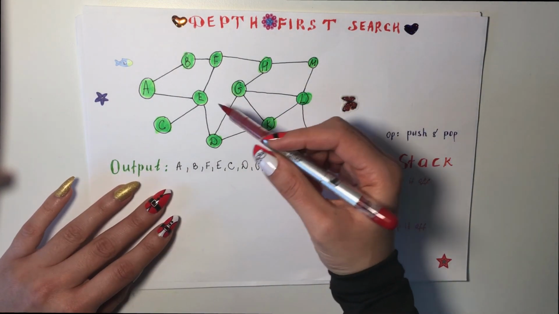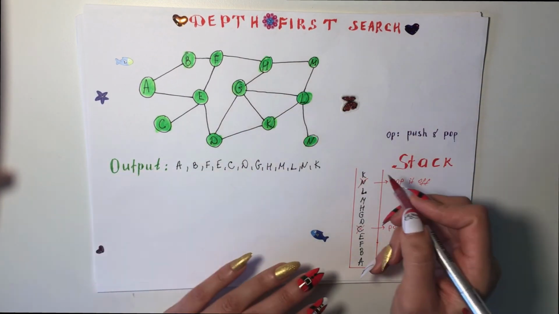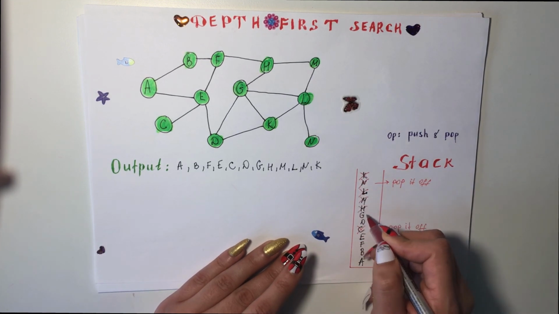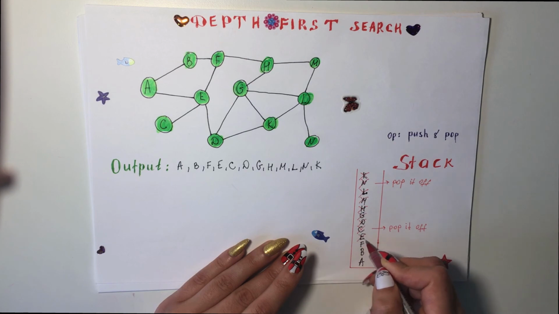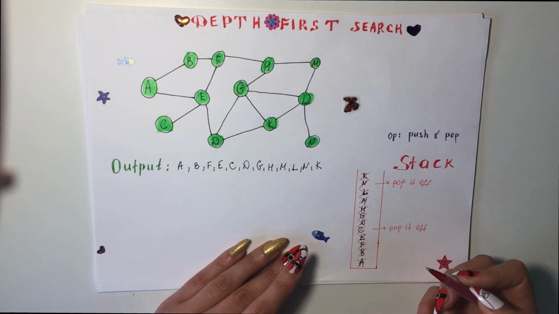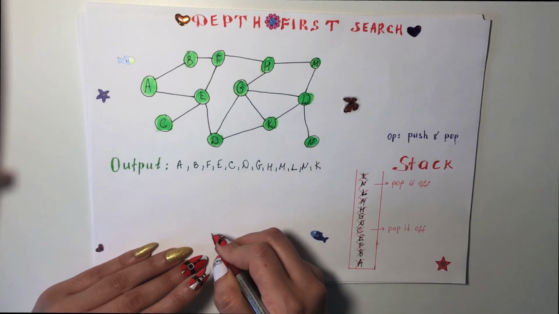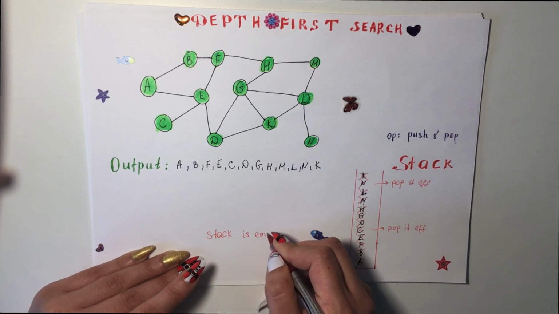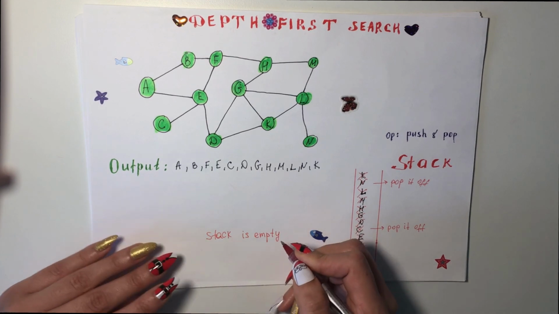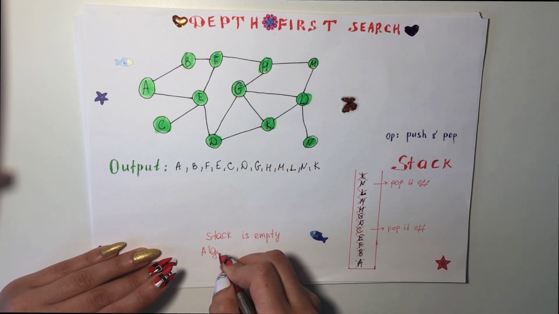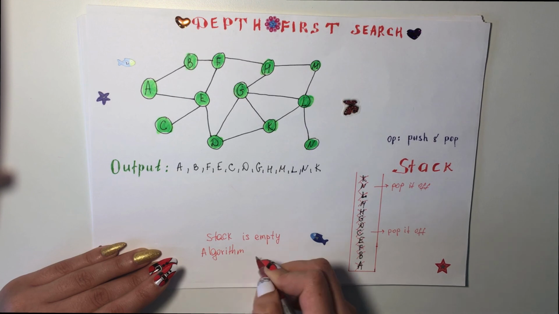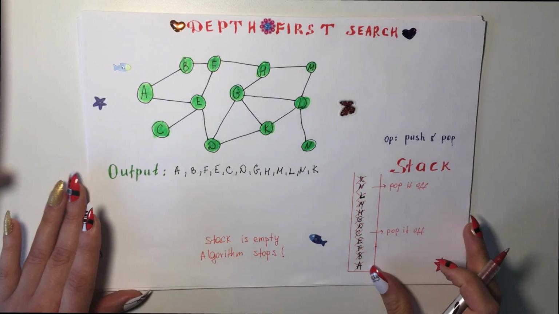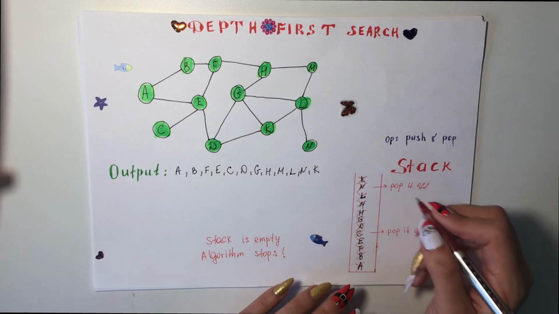Now, as you see, we already visited all nodes. So now, starting from the top of the stack, we can pop all visited nodes off. Eventually, we pop them all off the stack, and the stack is gonna be empty. When the stack is empty, the algorithm is gonna be stopped. That is how depth first search algorithm works.